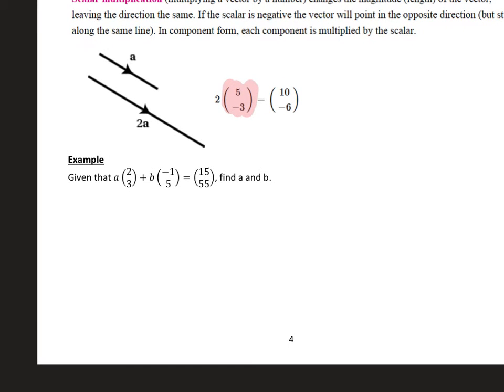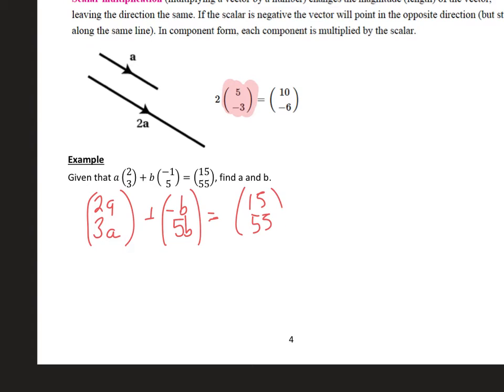So let's jump into a nice problem solving question, because you've probably seen all this vector stuff in year 11. Given that a times the vector (2, 3) plus b times the vector (-1, 5) is (15, 55), let's find the values of a and b. Well, first of all, if I times the vector (2, 3) by a, I just times 2 and 3 by a, so I get 2a and 3a. And if I times the second one by b, I just get -b and 5b. And when I add them together, that has to equal (15, 55).